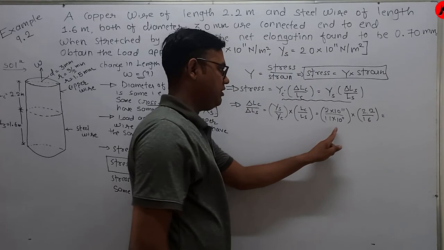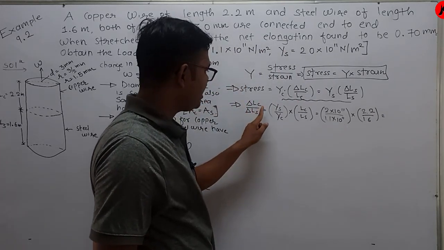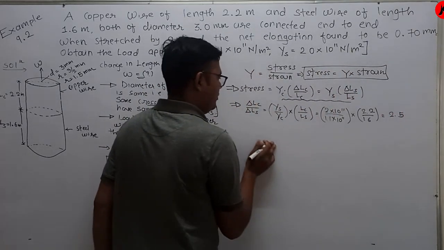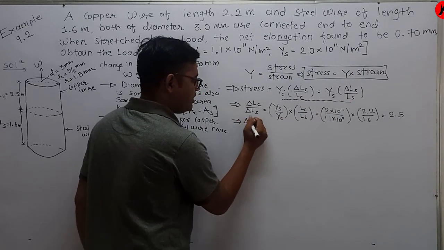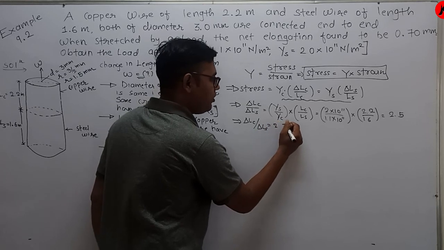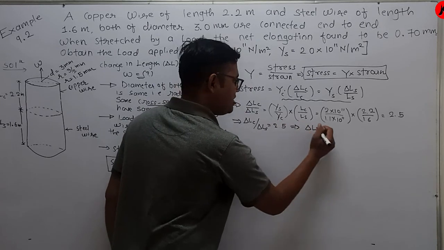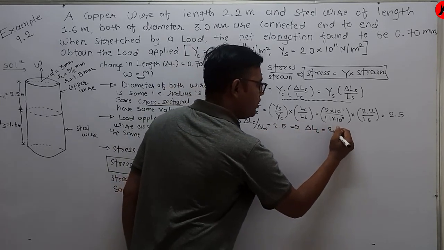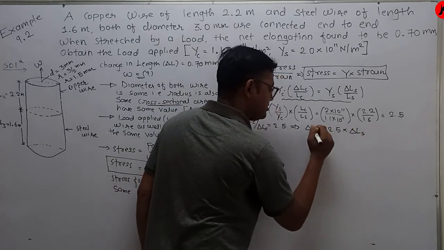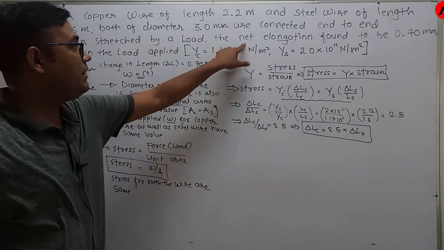After solving this equation, we will get the value of delta LC by delta LS, which is 2.5. The value of delta LC by delta LS equals 2.5, and from this equation we can write delta LC equal to 2.5 into delta LS, right? And one another thing is given, the net elongation.